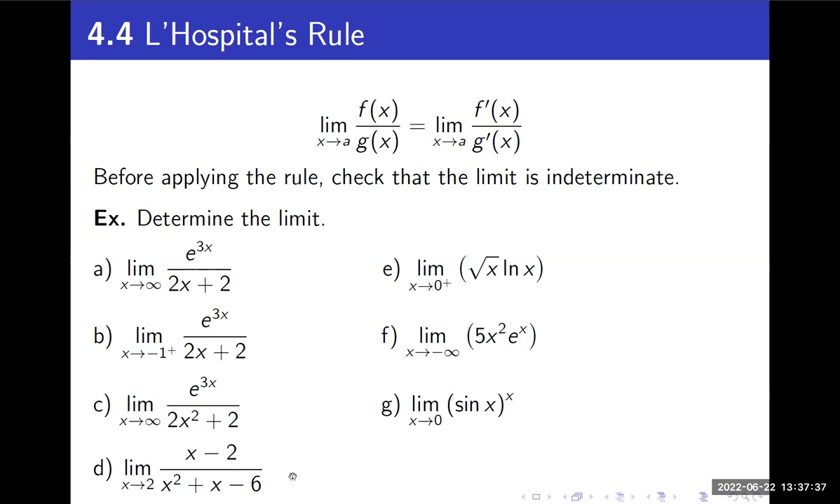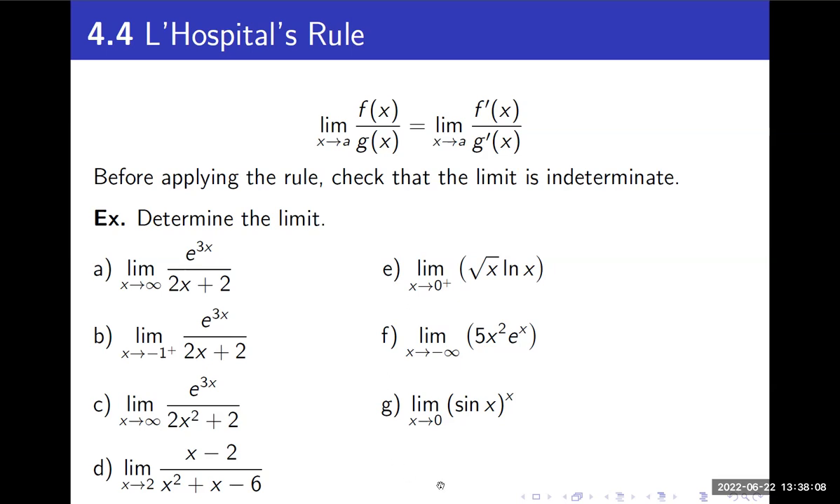Then D, E, F, G, we look at some different cases. D is still a ratio. Notice that E, F, and G are not ratios. They're not an f of x over g of x. So we'll have to rewrite these so that they are ratios first, and then we can apply the rule. So some similarities between E and F, and then G. I mean, that's its whole other thing.